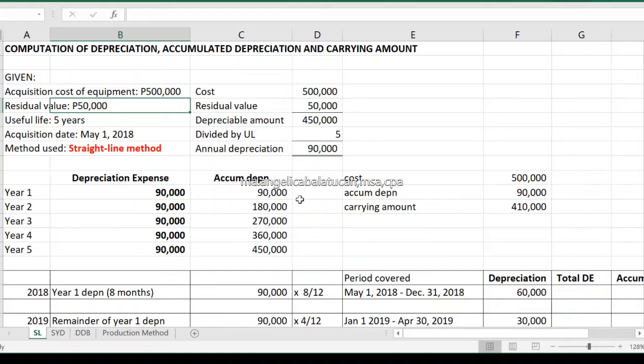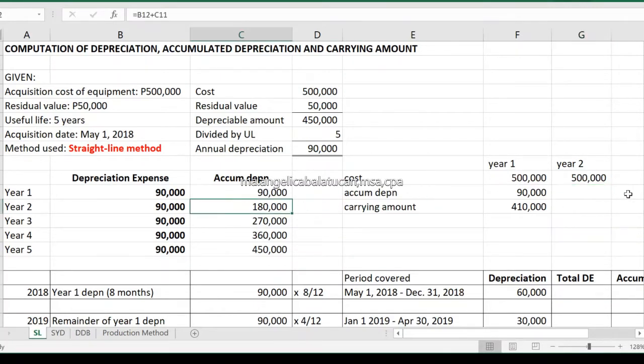So how do we get the carrying amount? For example, on year one. To get the carrying amount on year one, that would be equivalent to the cost minus the accumulated depreciation. For example, 500,000 minus 90,000 here. So that's 410,000. How about for the second year? So this is for year one. And then we have for year two, that would be 500,000 again. And then the accumulated depreciation for year two is 180,000. So this would be 320,000.